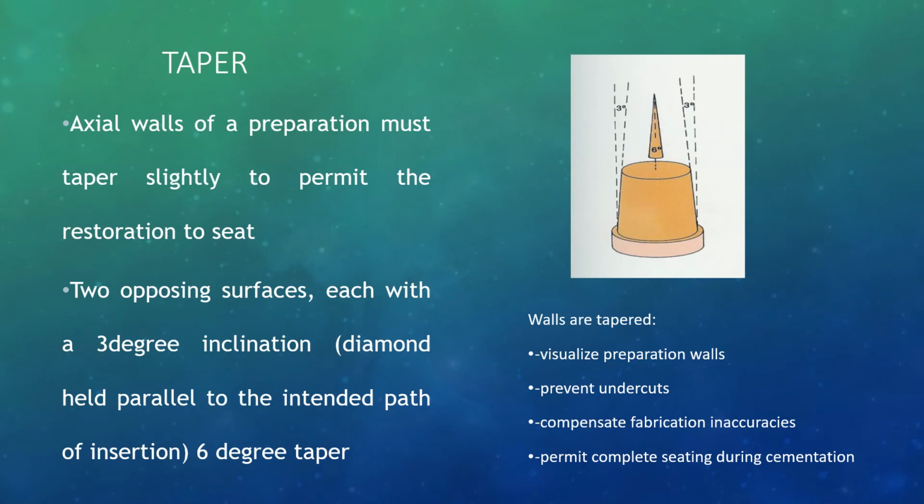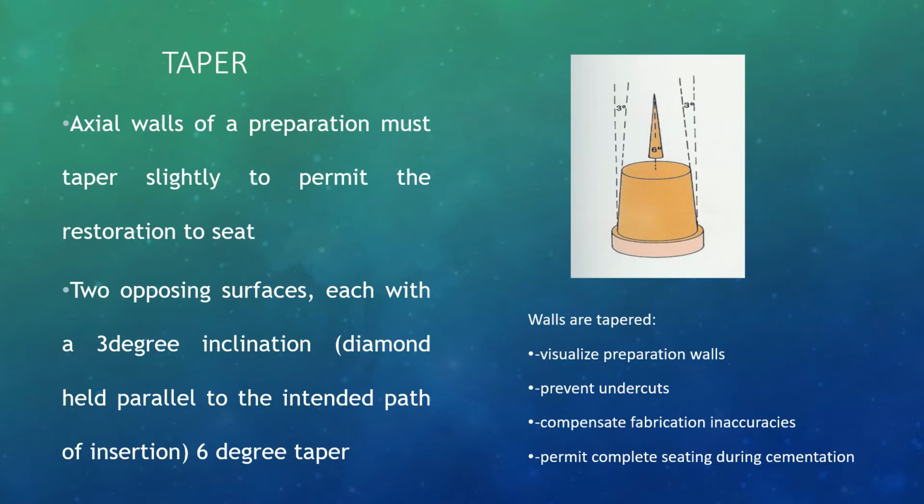So when you look at your preparation, you have to visualize the taper from the occlusal surface, or the incisal surface, I mean. When you look at it, you have to see that the taper is very clear, and there are no undercuts. And when you're looking at it from a labial view or from a buccal view, you have to ensure that there is a 3-degree inclination on both the sides, on proximal sides. So the total taper that you need to see is a 6-degree taper. There should be equal taper on either side.